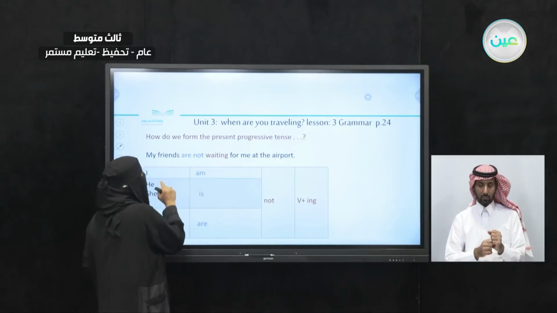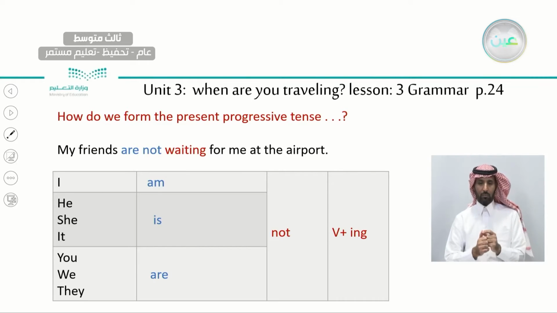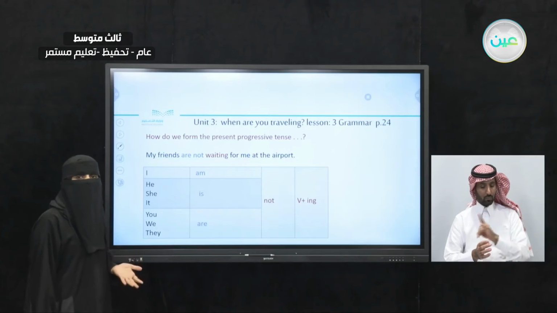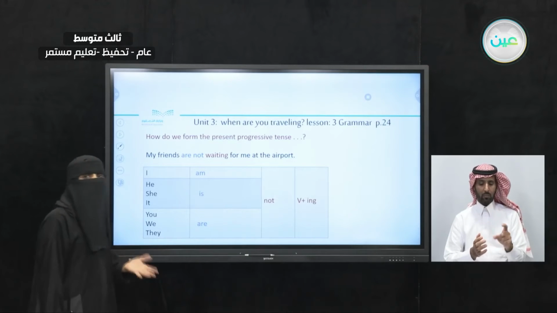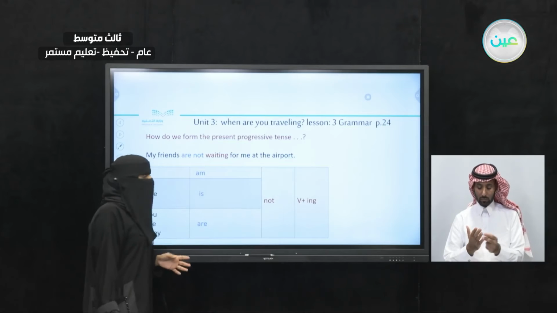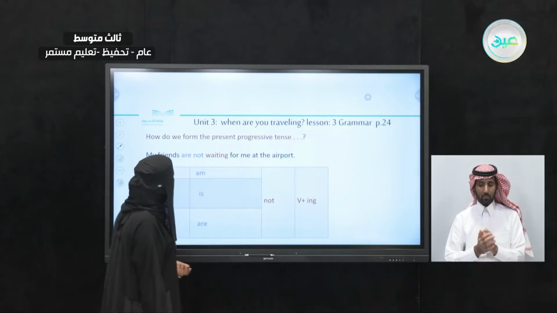What about the negative? If we want to form a negative sentence, like here, my friends are not waiting for me at the airport. Not, this is a negative. So where do we put the not? We put it after the verb to be. It's the same sentence, same structure, but we add not after the verb to be. She is not waiting, she is not eating, he is not eating, we are not reading, okay? So that's the negative present progressive.